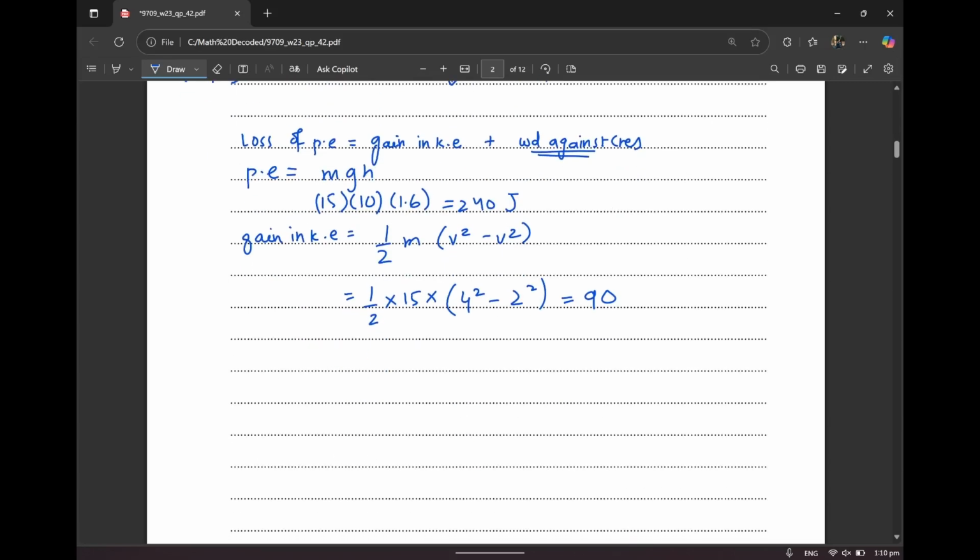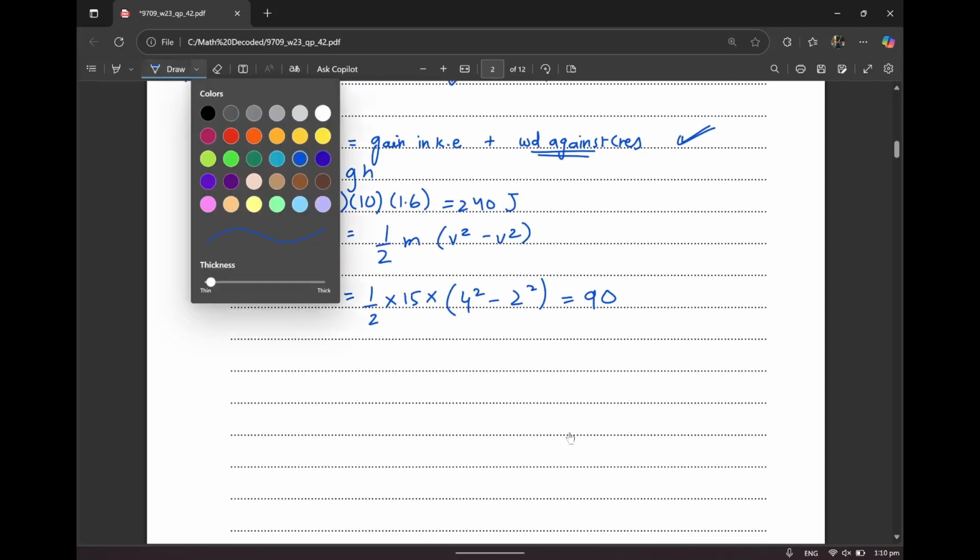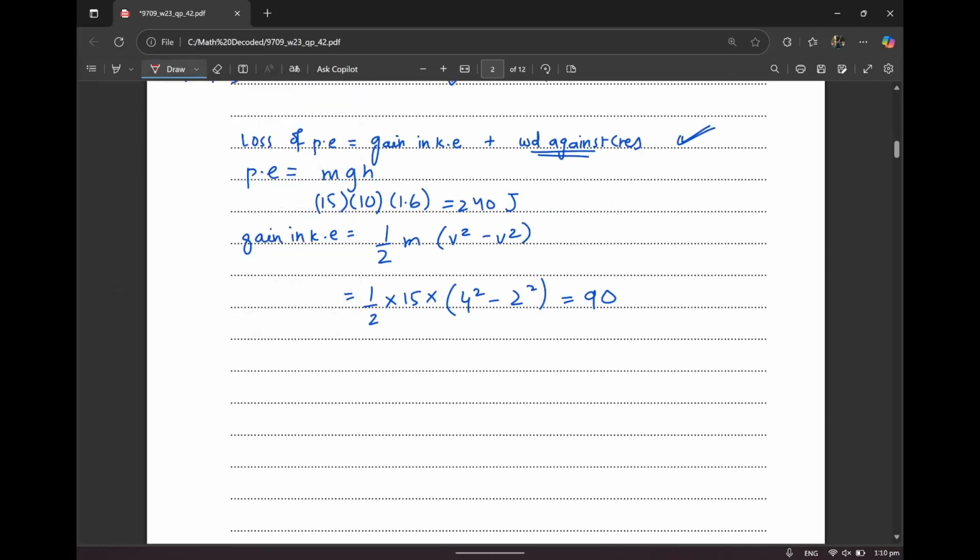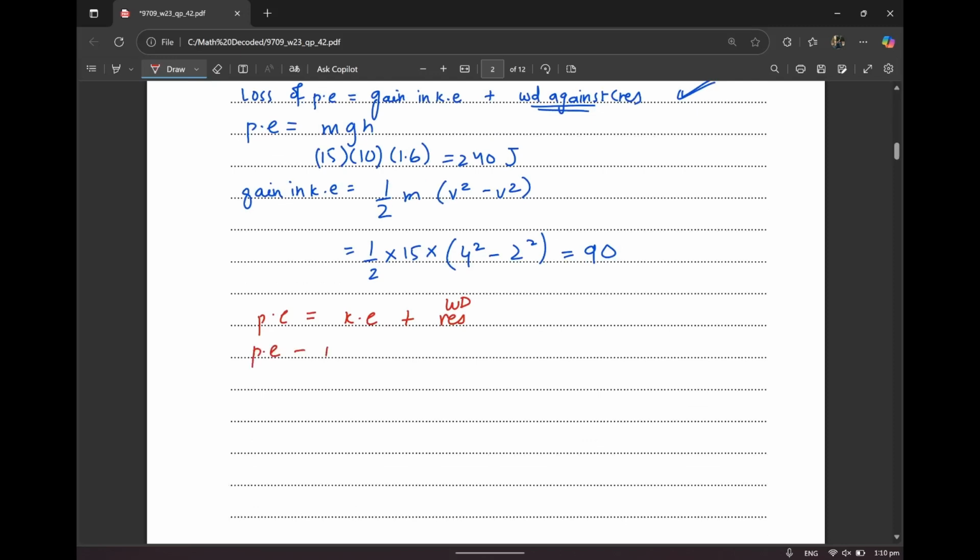Now, using this equation over here, I am going to subtract. So you had potential energy is equal to kinetic energy plus work done against resistance. So potential energy minus the kinetic energy is going to give you the work done against resistance. That's going to be 240 minus 90, which is going to give you 150 joules.